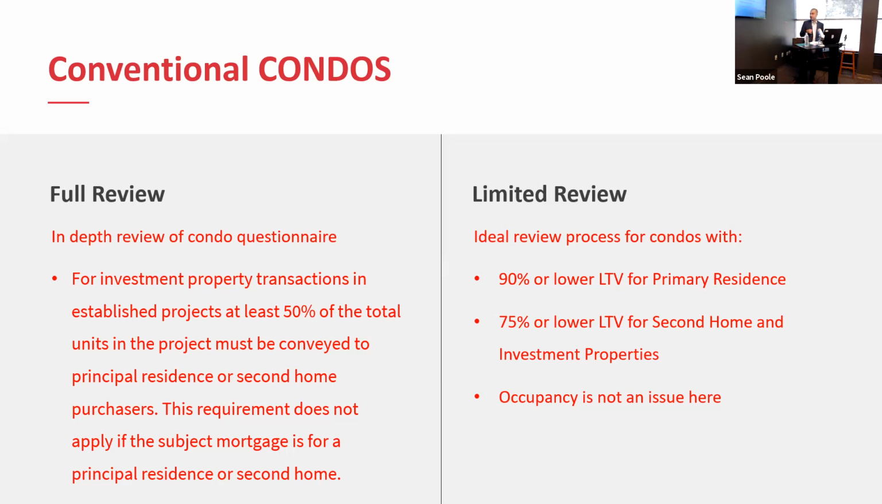And on a primary residence, if you're doing the full review, say you're putting down 3% down or 5% down, that investor concentration can be anything. As long as you're living there as a primary, there can be 80% of the units rented out, it doesn't really make a difference to you. But there are different rules, and I don't want to go too far into what's the full review and what's the limited review, but that's the main difference. On the limited review, when you're putting down 10% down for a primary residence or 25% down for a second home and investment property, then the occupancy rate is not the issue.